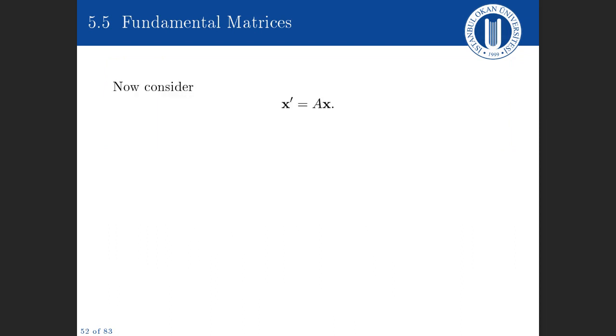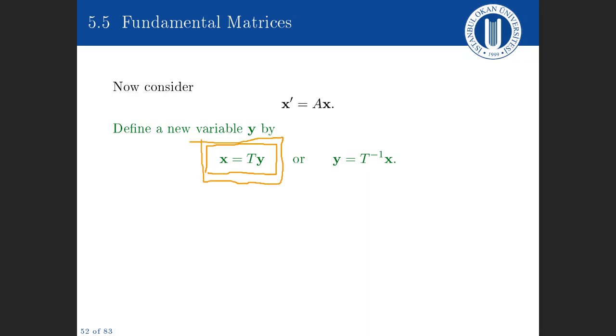Okay, let's go back to the general case. Now consider x prime is equal to Ax. What I want to do is define a new variable y like this: x is equal to Ty, or y is equal to T inverse x. And let me just slow down here. This is the key step for this method. Anytime we use this method to solve a linear system, we always define a new variable y using x is equal to Ty.